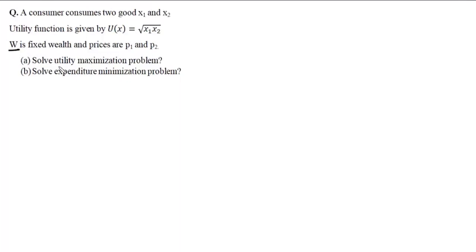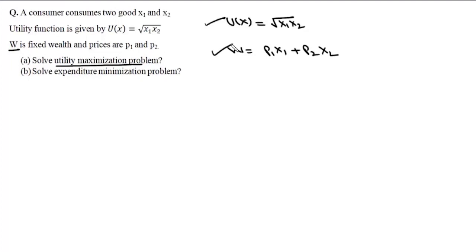Now the first question is to solve the utility maximization problem. In this case we have to maximize this utility. So here our objective function is u(x), given by the square root of x1 x2, subject to the constraint. What is the constraint in this? This maximization of utility is subject to the budget constraint, and the wealth is fixed. So w will be equal to p1 x1 plus p2 x2. Now we have our objective function and we also have our equality constraint.